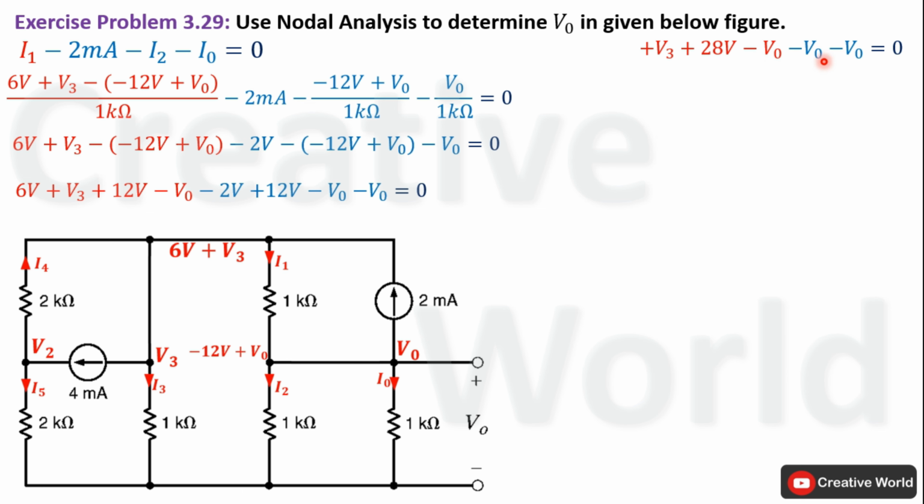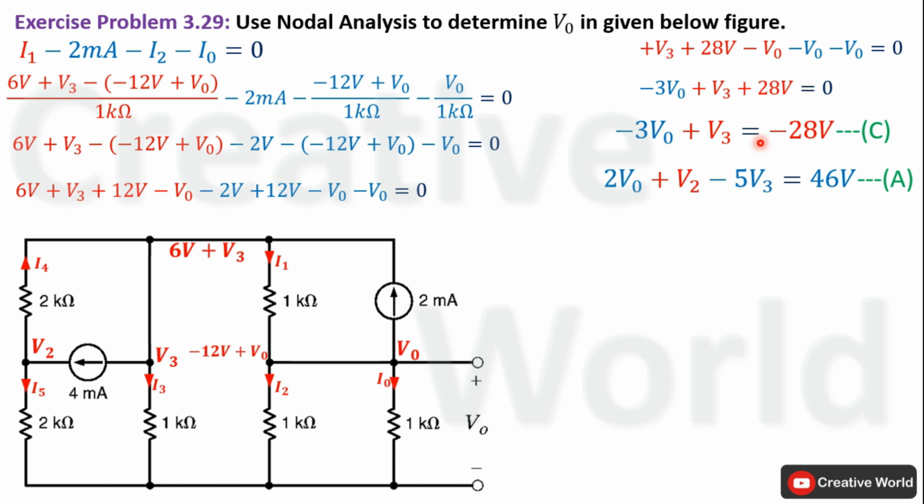Add the values having same variables together. The equation will become minus 3V0 plus V3 plus 28 volt. Place this constant value on the other hand side of equal. The equation will become minus 3V0 plus V3 equal to minus 28 volt. Up to this point we have retrieved 3 node voltage equations. Now we will try to solve these equations in order to find out the value of V0.